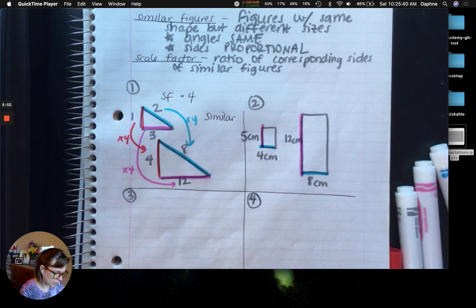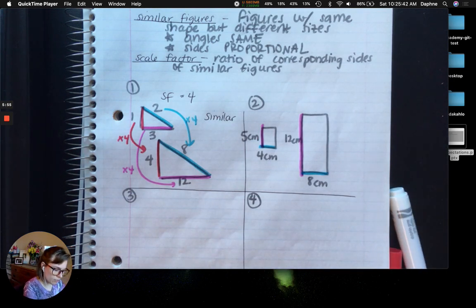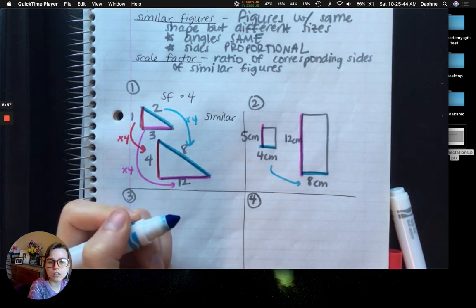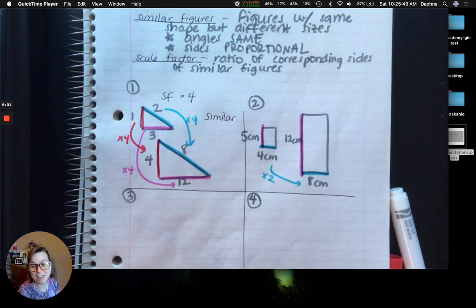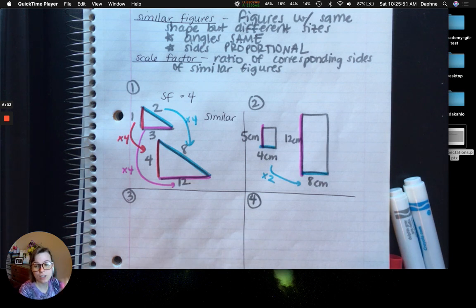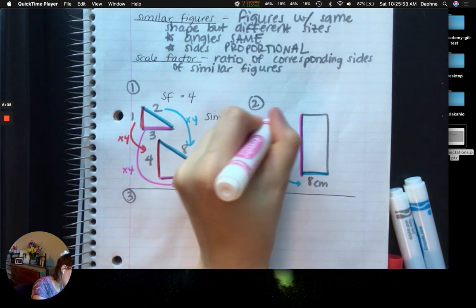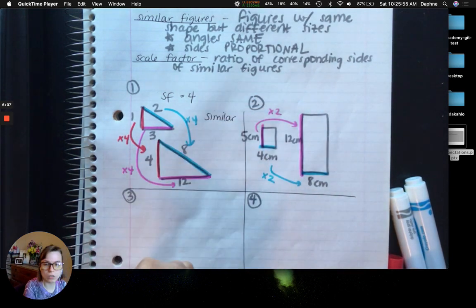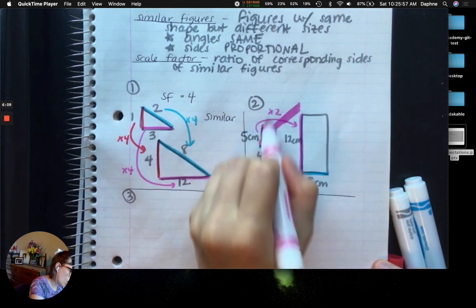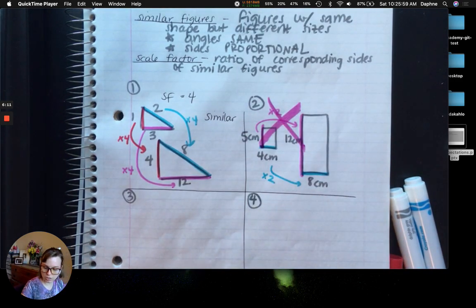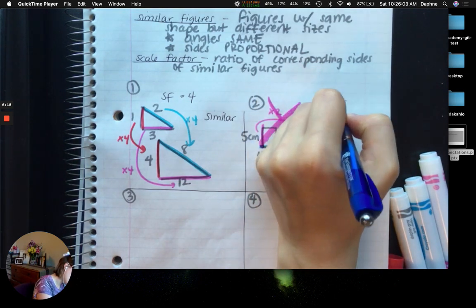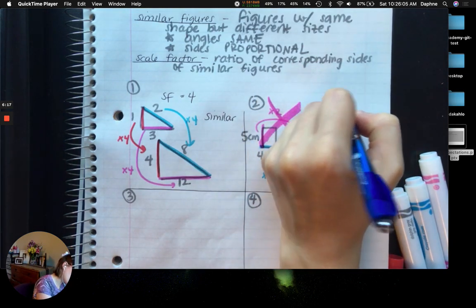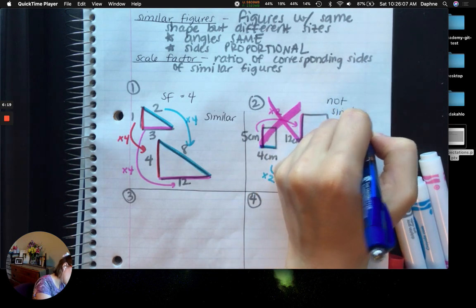Looking at these, what is the scale factor from 4 to 8? Multiply by 2. Okay? Now, if these are similar, their scale factors have to all be the same. So, is 5 times 2 equal to 12? No. So this tells us that they are not similar, which means there is no scale factor.